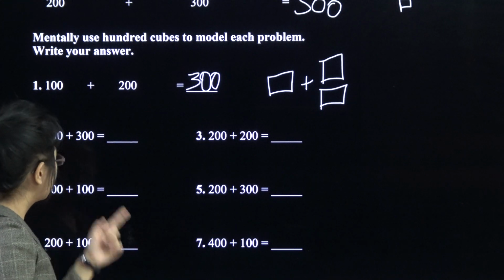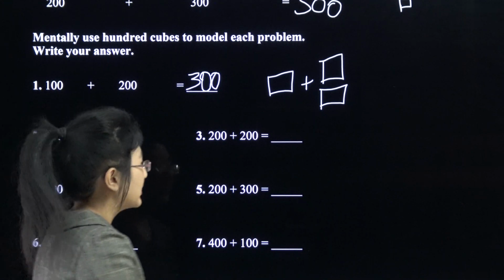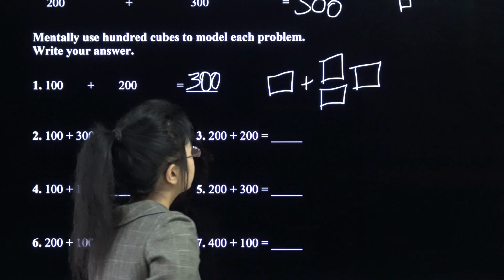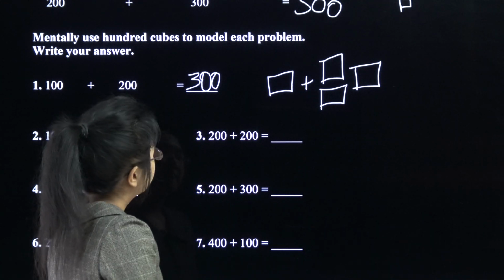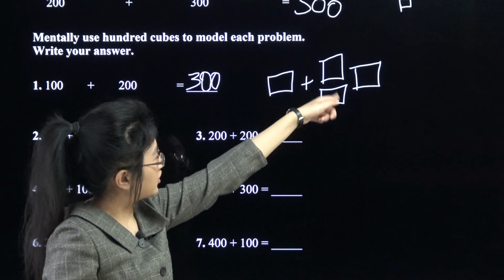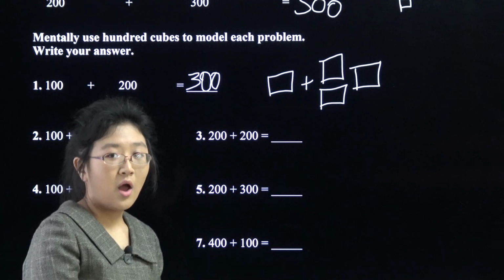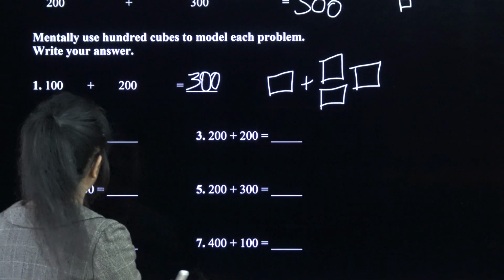Now there's 100 plus 300. So we're just going to use this motto again. Well, 100, and that's 300. So 100, 200, 300, 400. 1 plus 3 equals 4, and then you add 2 zeros.